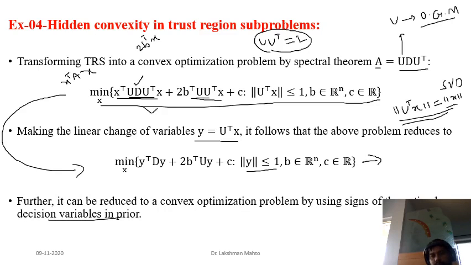So what we have to do? We have to apply the concept of the sign of the optimal decision variable in advance, and due to that, it will be converted into a convex quadratic problem.